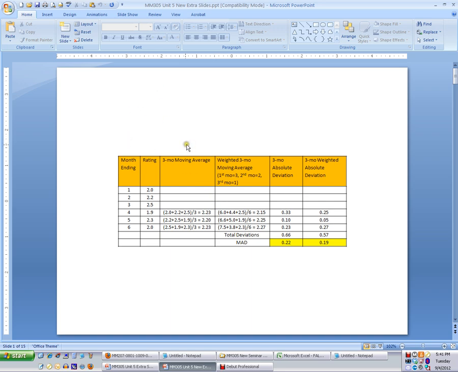In our first example, we have 6 periods of data. If you look at the first two columns, month ending 1, 2, 3, 4, 5, and 6, and this would be an example for radio station ratings. You can see that in month 1 it has a rating of 2.0, month 2 is 2.2, month 3 is 2.5, in the 4th month it's 1.9, 5th month is 2.3, and 6th month is 2.0. And we're going to use Excel QM to forecast using different techniques.